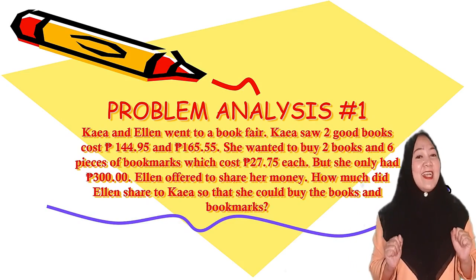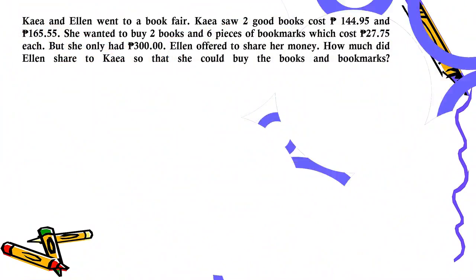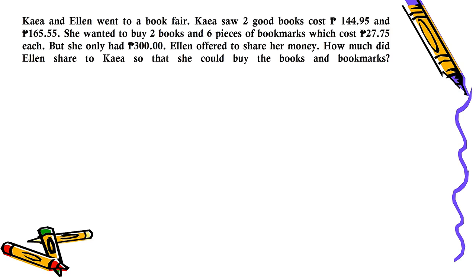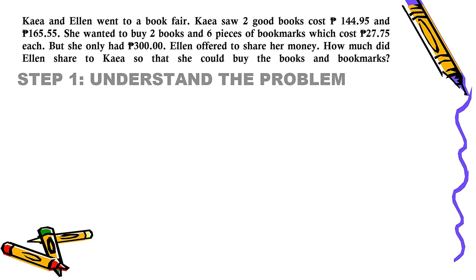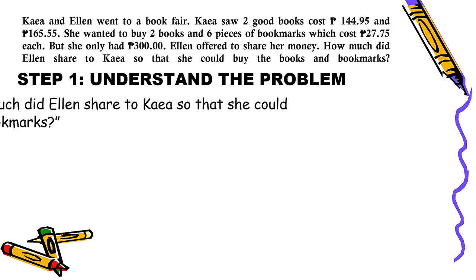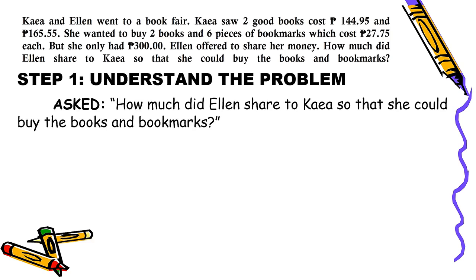Now, let's analyze and solve this word problem. In solving multi-step word problems, we have to take the following steps. First and foremost, you have to understand the problem. In this step, you have to know what is or what are being asked in the problem. You have to know what question must be answered. In this problem, being asked is, how much did Ellen share to Kaya so that she could buy the books and bookmarks? After that, you have to write the given facts or the important details in the word problem.